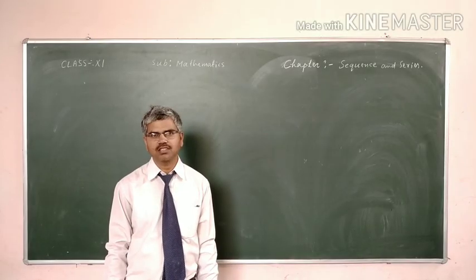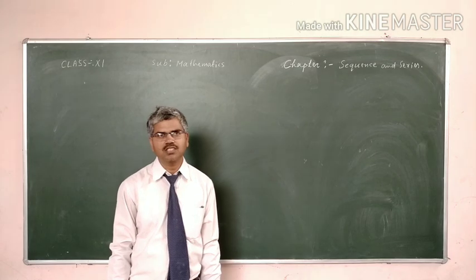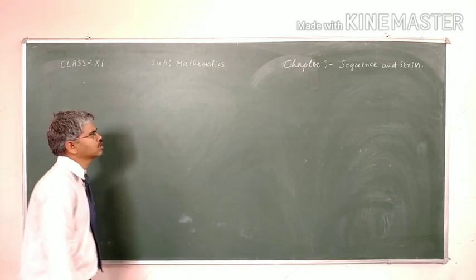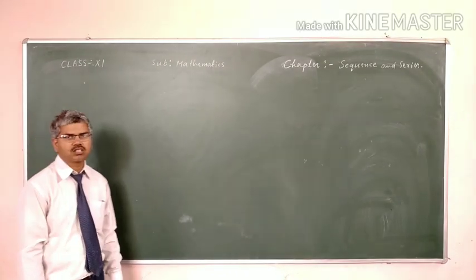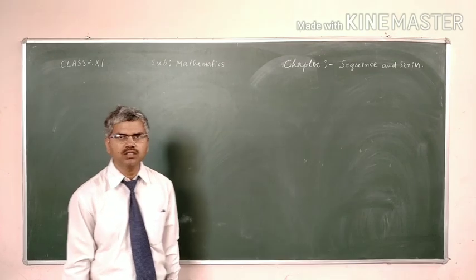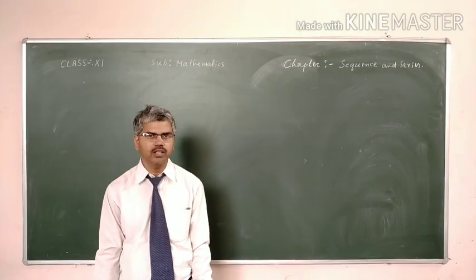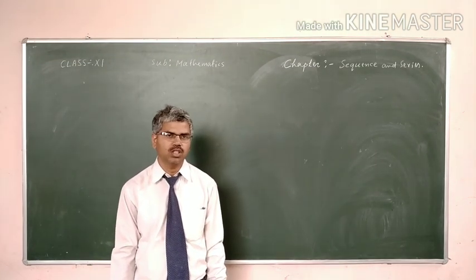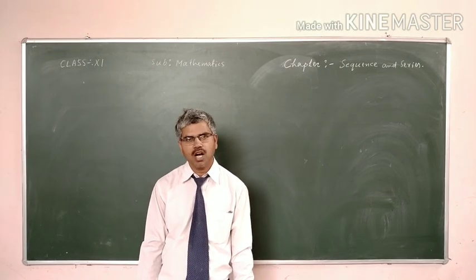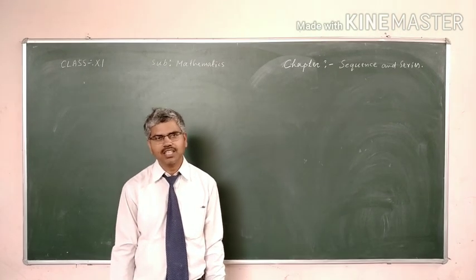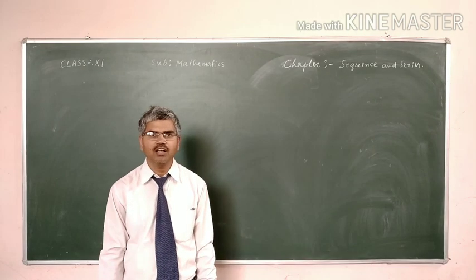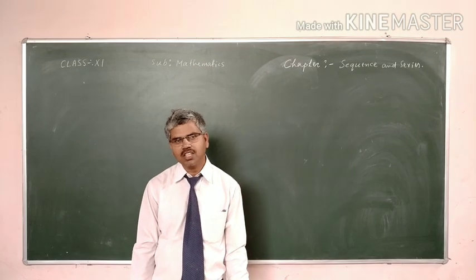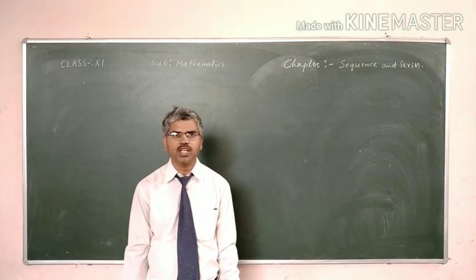Good morning students. Today's topic is sequence and series. So students, what is a sequence? A collection of numbers, each of which is obtained from the preceding one according to some rule, is called a sequence. Already, students, in class 10 you have studied the chapter arithmetic progression. A sequence is the same as an arithmetic progression.